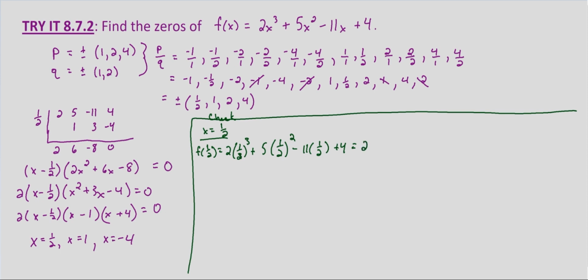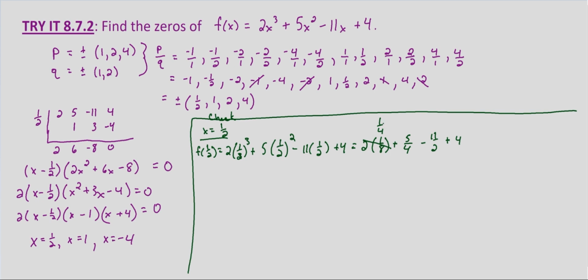So that's 2 times 1/2 cubed is 1/8 plus 1/2 squared is going to be 1/4 times 5 is going to be 5/4. And while we're at it, let's just go ahead and write this one as 2 times 1/8. That's 2/8, which is 1/4. Minus 11 halves plus 4.